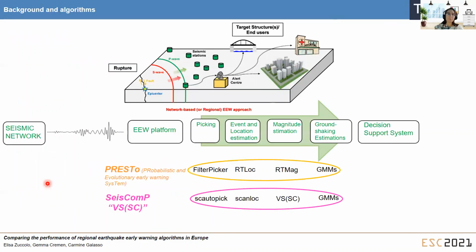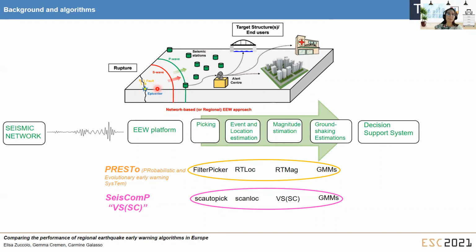So, what is the purpose of an early warning system? The purpose is to deliver a rapid alert about an impending storm shaking, giving sufficient time for protective loss mitigating actions to be taken by targeted end users. Early warning systems are classified as regional, on-site, or hybrid. In the study, we specifically focused on regional systems, which are based on a dense sensor network located in the proximity of the earthquake source region.